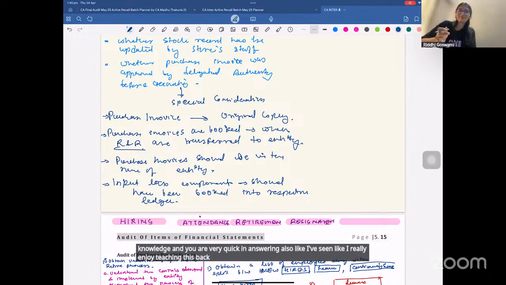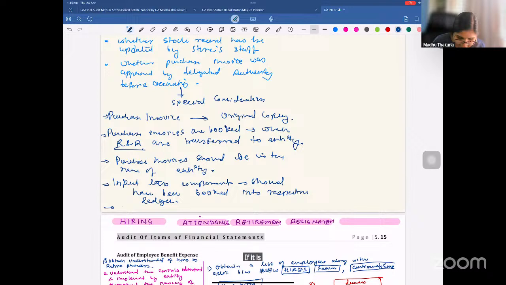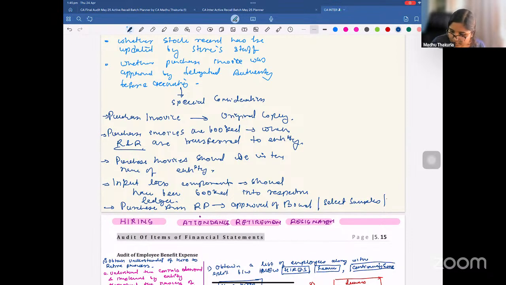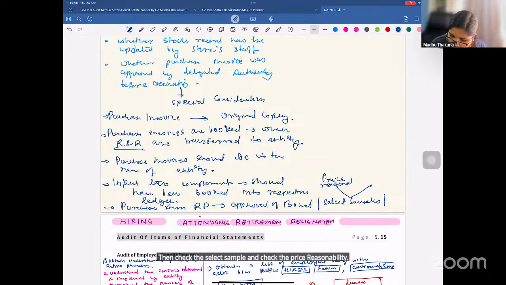Thank you, ma'am. If it is a related party purchase, in case of purchase from the related party, you have to see approval of board, select samples, then select sample and check the price reasonability. Yes, only check the price reasonability, no problem.